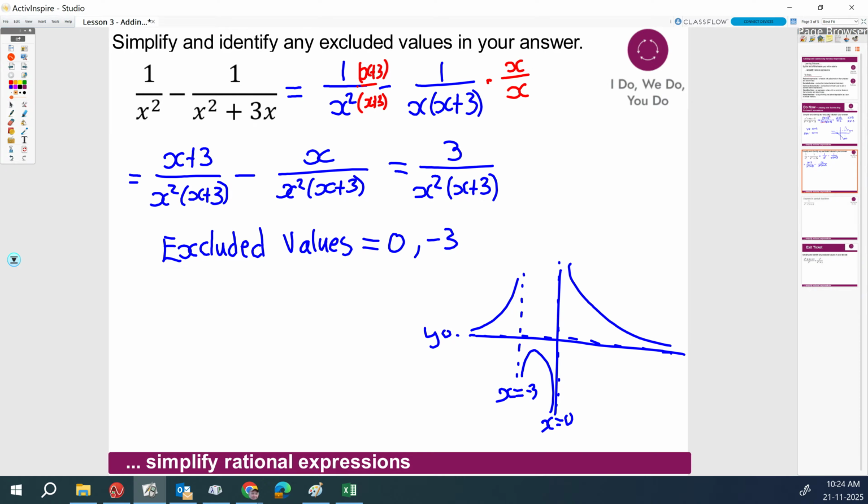The degree of the polynomial in the denominator is bigger than the degree of the polynomial in the numerator, so the horizontal asymptote is y equals 0. When the degree of the denominator is bigger than the degree of the numerator, we have a horizontal asymptote y equals 0. If the degrees are the same, we have a horizontal asymptote y equals a, where a is the quotient of the lead coefficients of each.